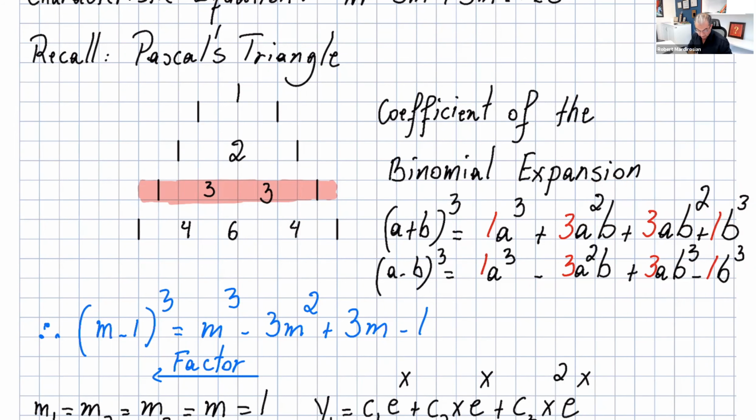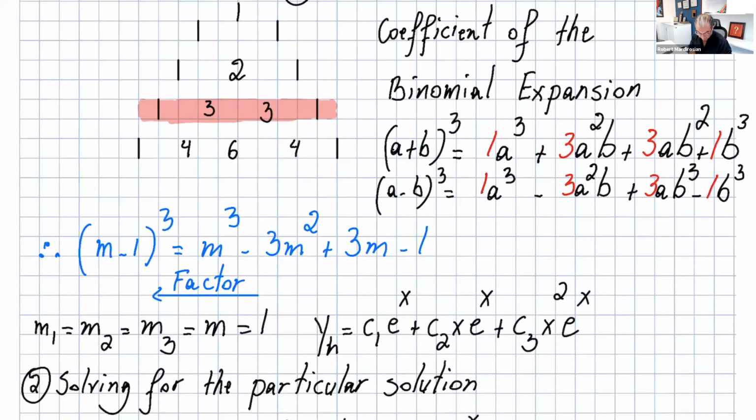If we come back to our equation, that's what we had. So we know we have 1, negative 3, 3, and negative 1, which are these numbers. And a in this case is m, and b is 1. Therefore, if you factor this, you're going to get (m minus 1) cubed. So we know that we have only one root for that.